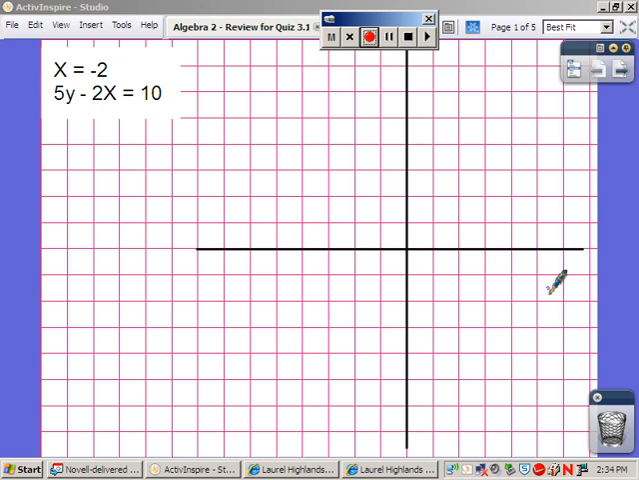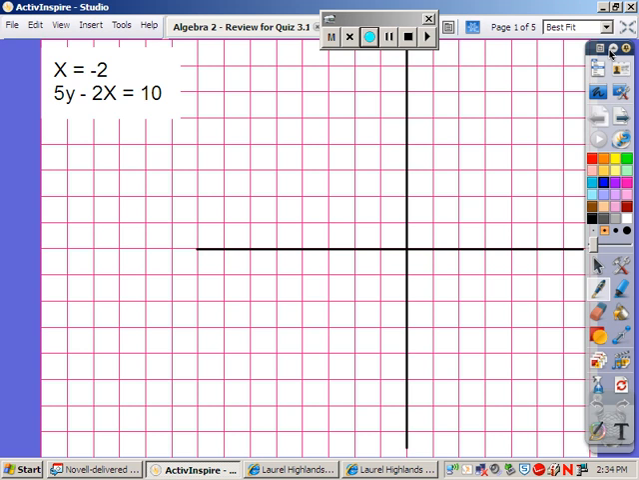So this is the review video for the quiz on lessons 3.1 and 3.2 on solving linear systems. Every one of these equations, or pair of equations, their final answer is going to be a coordinate point with an x and a y coordinate. But you have four types of graphs that I can sort of foresee you having on the quiz.